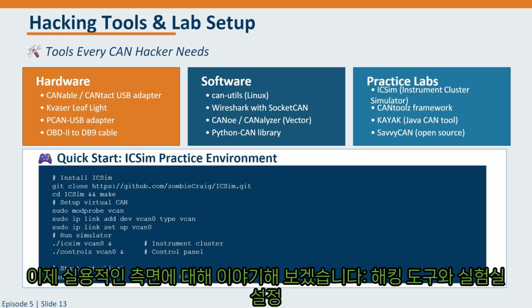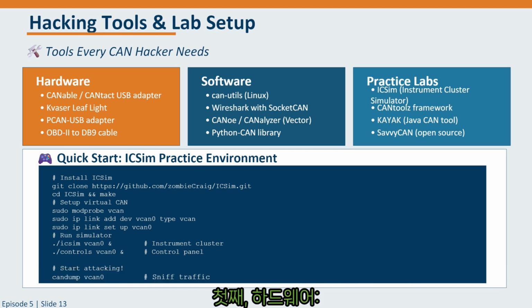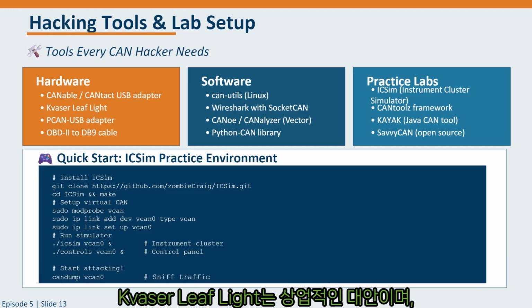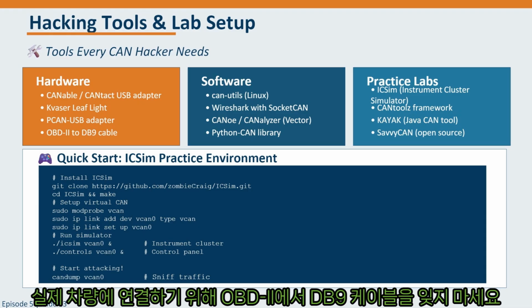Now let's talk about the practical side, hacking tools and lab setup. Here are the tools every CAN hacker needs, organized into 3 categories. First, hardware. You'll need a CAN to USB adapter. Popular options include Cannibal and Cantact, which are affordable open-source designs. Quasar Leaf Lite is a commercial alternative. Pecan USB is another reliable option. Don't forget an OBD2 to DB9 cable for connecting to real vehicles.